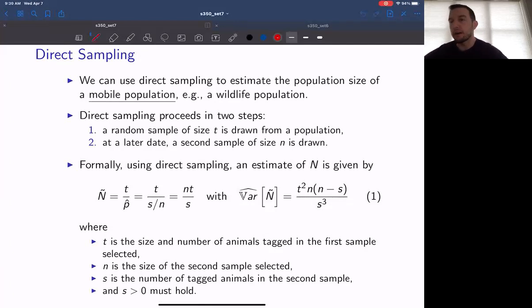The variance of our estimator for the population size from direct sampling is given in equation 1. So we have t squared multiplied by N times (N minus s) over s cubed. You can see that the idea here is computationally pretty straightforward, and we're able to perform the same type of estimation approach that we have throughout the course. So we can find an estimate and bound the estimate, and then say with some percentage of confidence what our population quantity of interest could be between.